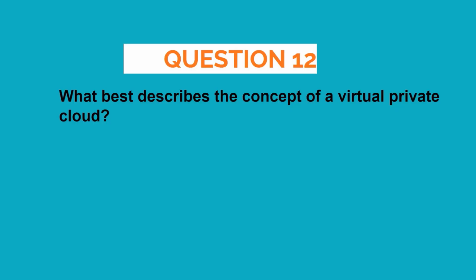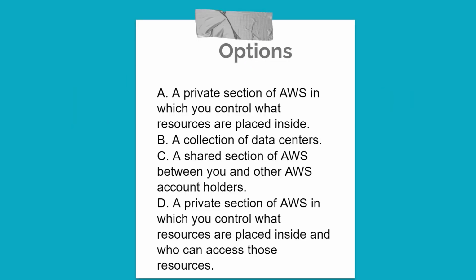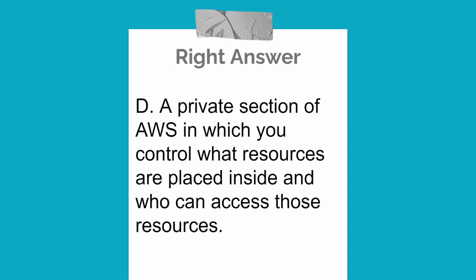Question 12. What best describes the concept of a virtual private cloud? Option A. A private section of AWS in which you control what resources are placed inside. B. A collection of data centers. C. A shared section of AWS between you and other AWS account holders. D. A private section of AWS in which you control what resources are placed inside and who can access those resources. Right answer is D.